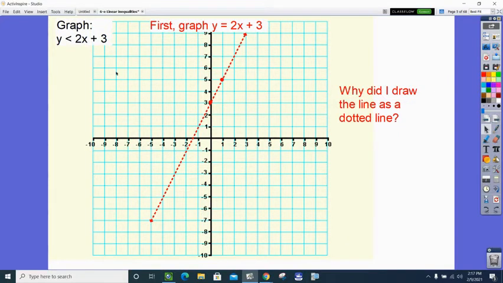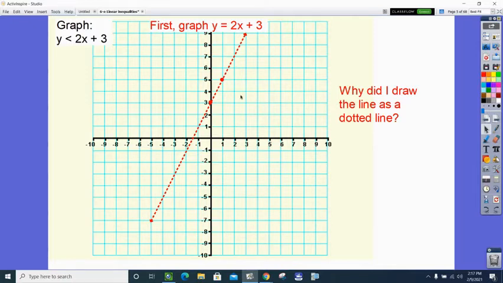So here is the line, y equals, in quotes, 2x plus 3. So there's the 3 of the y-intercept, and rise 2, run 1. There's another point, rise 2, run 1. So I drew the line in with arrows, but why did I draw the line as a dotted line?